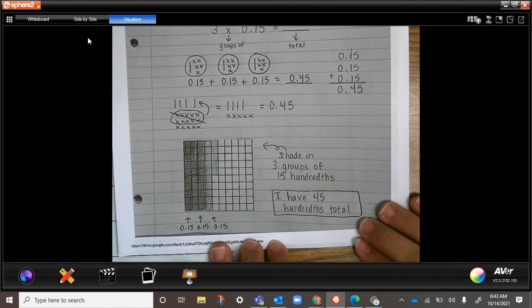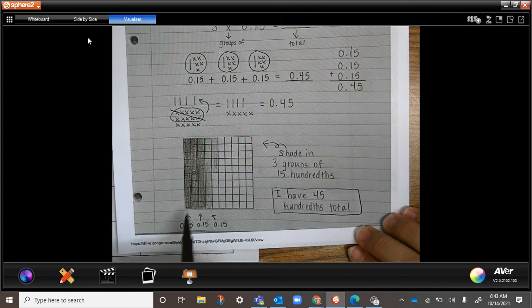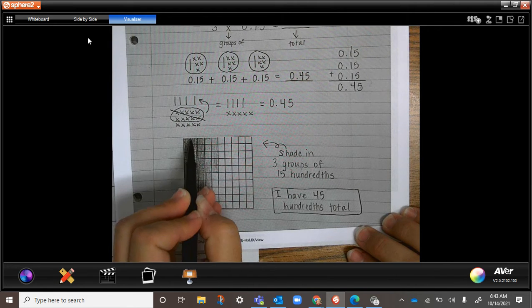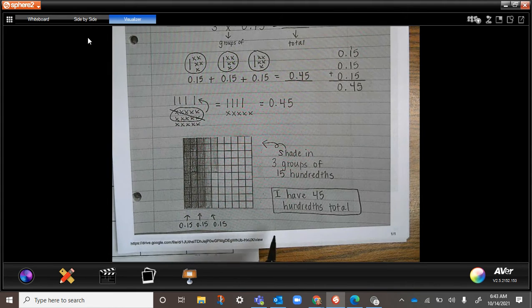And then over here, we can show it with a model. So if we shade in 15 hundredths, so here's a 10 and a 5. And then we're going to do another 10 and a 5. And then we're going to do another 10 and a 5. So fill all that in. So we're shading in 3 groups of 15 hundredths.